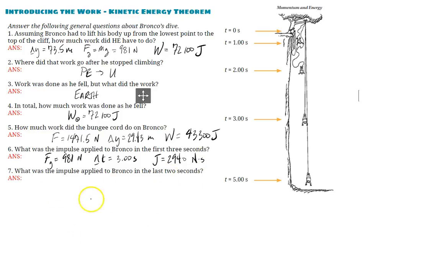And so what was the impulse in the last 2 seconds? Well, that's the force that was being applied by the bungee cord, so that's 1471.5 newtons. And the time was 2 seconds. And so the impulse was, I'm just going to do this in my head, 2,540 newton seconds. Is that correct? Yes, that looks right. 2,940. Whoosh. Man, having a rough time of it. Let's do this: 2,940 newton seconds. There we go. Much better. Okay, on to the next slide.